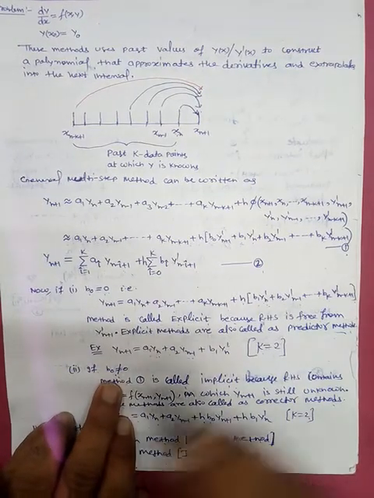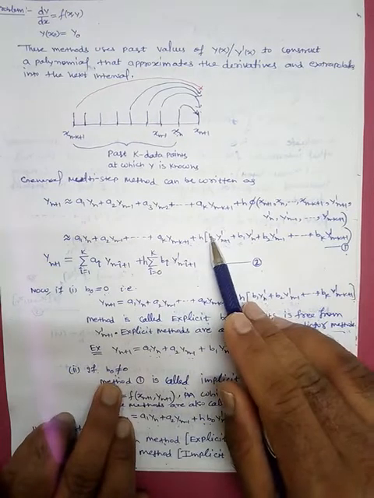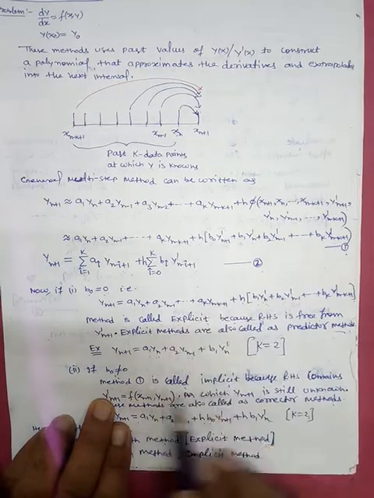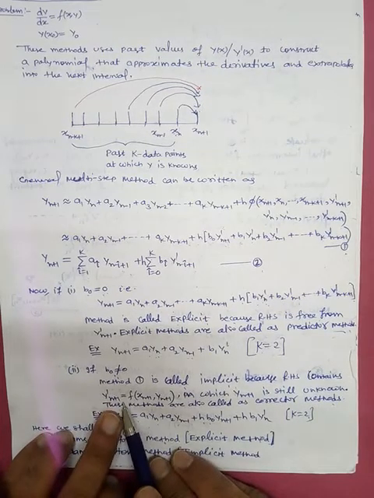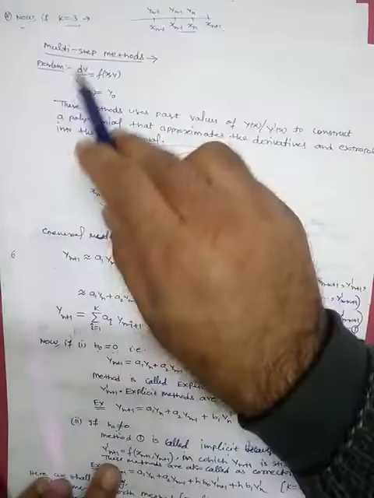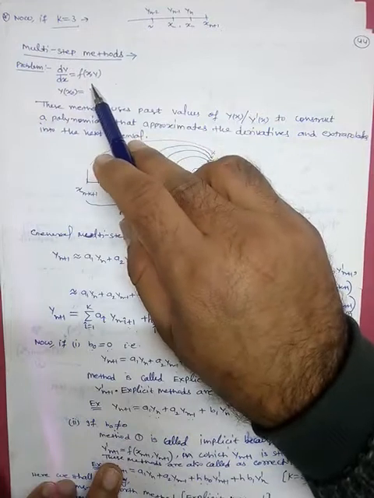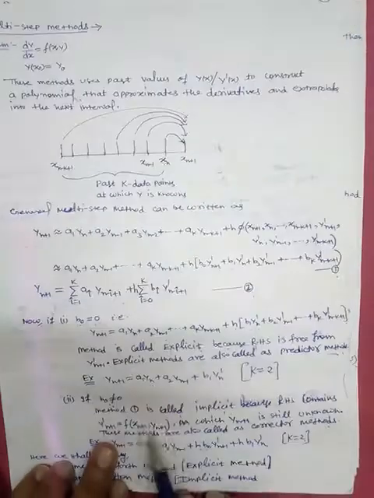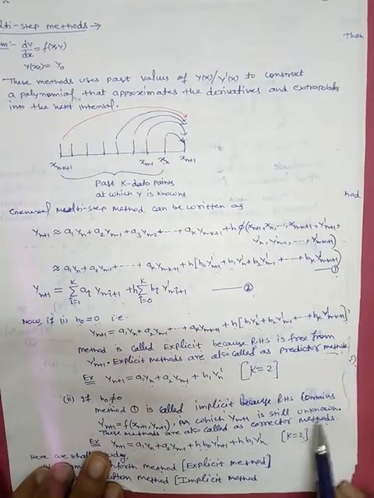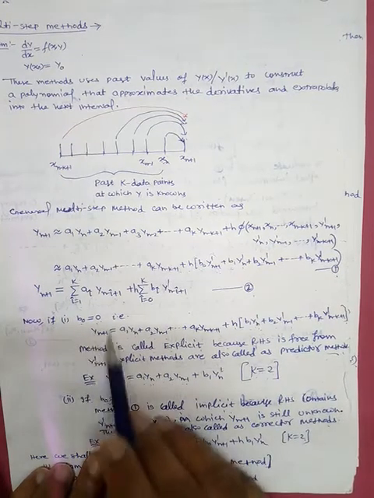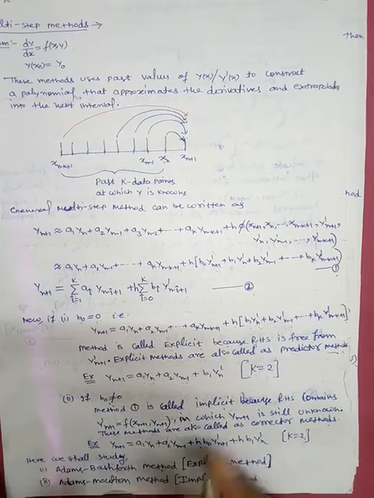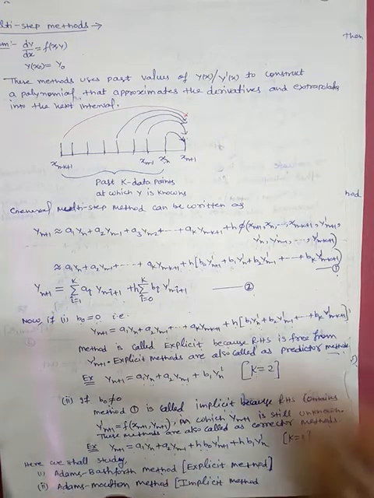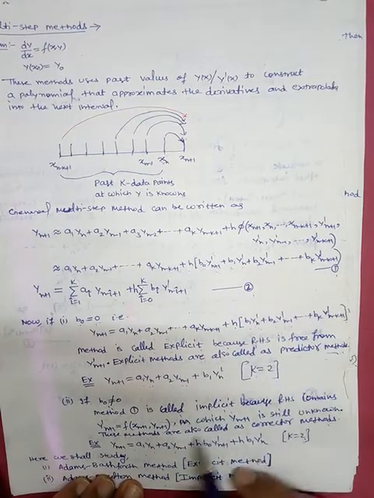Fine. Now, when b naught is non-zero, then this is known as implicit. Implicit because the right hand side contains y dash n plus 1, which according to this is nothing but a function of xn plus 1 and yn plus 1. So in which yn plus 1 is still unknown, because we are trying to find out yn plus 1, and that yn plus 1 is in the right hand side, and hence the thing we want to find out is in the right hand side, that's why this is implicit.